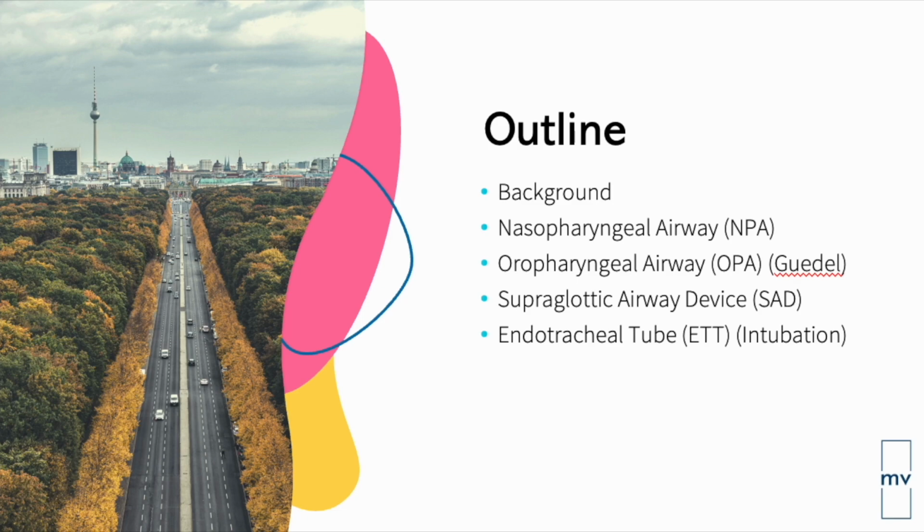Now, as the name suggests, we can almost guess where these devices are placed. For example, the nasopharyngeal airway is inserted in the nose, and it ends up in the pharynx. Our oropharyngeal airway is inserted in the oral cavity and it approaches the pharynx as well. Our supraglottic airway device is inserted through the oral cavity and it ends up just above the epiglottis. And then we've also got our endotracheal tube, which finds itself within the trachea.